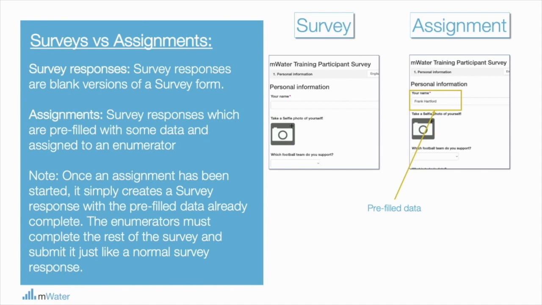As you can see in the diagram, survey responses are a completely blank version of a survey form, and assignments are survey responses which are pre-filled with some data and assigned to an enumerator. Once an individual assignment is started by an enumerator, it actually creates a survey response with that pre-filled data, and the enumerator can fill in the rest of the data as if it's a normal survey response. In the example shown here, the name Frank Hartford has already been pre-filled. The enumerator can then fill out the rest of the information for the survey respondent Frank Hartford.